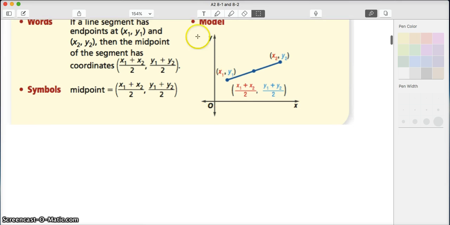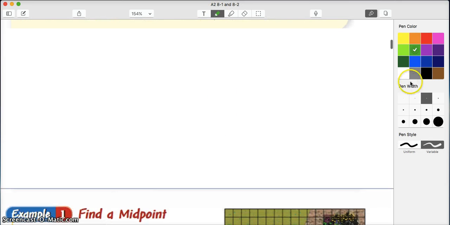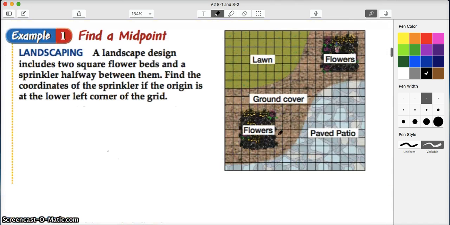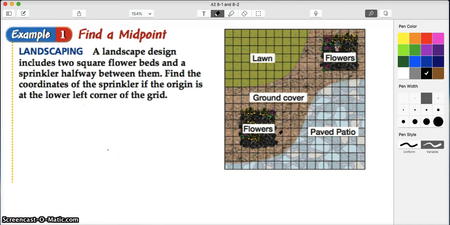Probably would have made more sense if I didn't make my own example, but let's go ahead and see how we can find that information. So here we have a landscape drawn on a grid, and it says that the landscape includes 2 flower beds and a sprinkler halfway between them. Find the coordinates of the sprinkler if the origin is at the lower left corner.